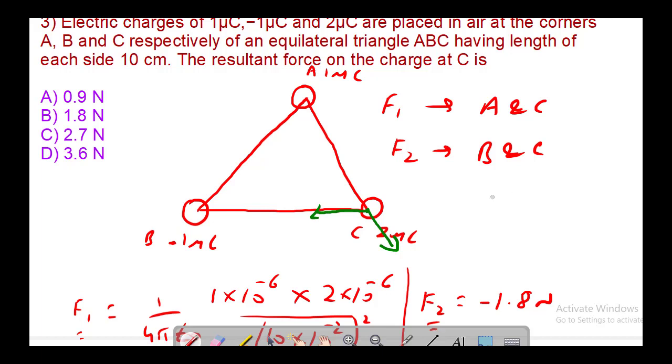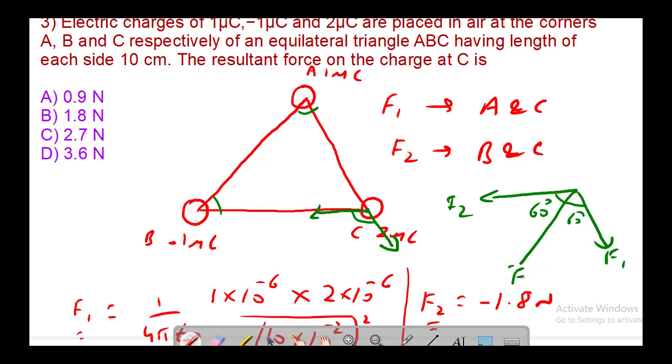Now this vector I am drawing again here. So we have this diagram. This is F1, this is F2, and the resultant is this one, this is F. Now this angle is the sum of these two angles. Because these were 60, this angle becomes 120, and subsequently this becomes 60 degrees.